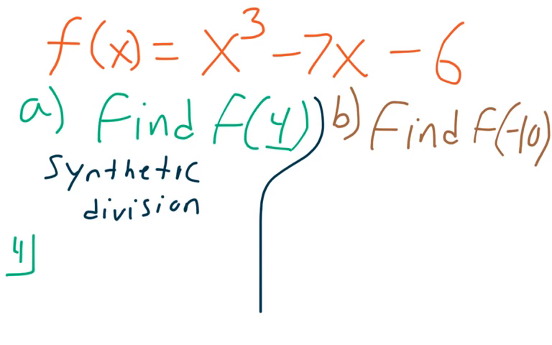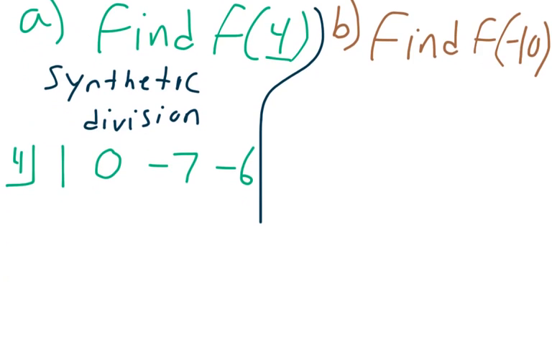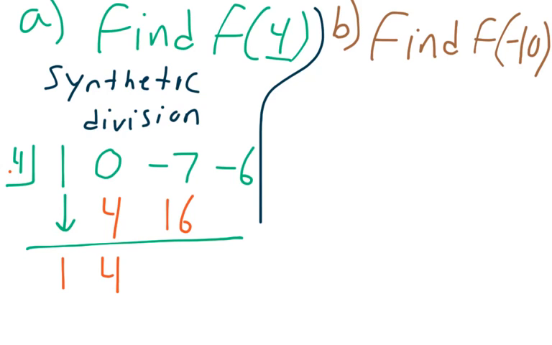So let's see, I have 1x cubed. Don't forget I have no x squareds, I can't skip any powers. So 1, 0, negative 7x, negative 6. I can just plug in 4 and figure it out. Again, let's review synthetic division. The 1 comes down, then times 4, then 0 plus 4 is 4. 4 times 4 is 16. Negative 7 plus 16 is positive 9. 9 times 4 is 36. And then negative 6 plus 36 is 30.